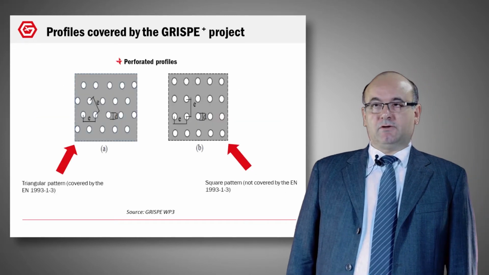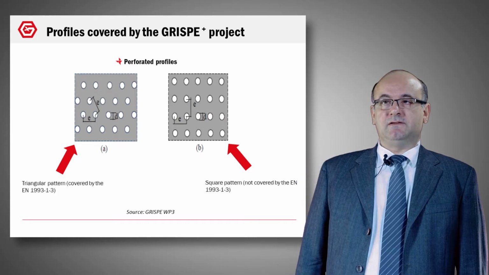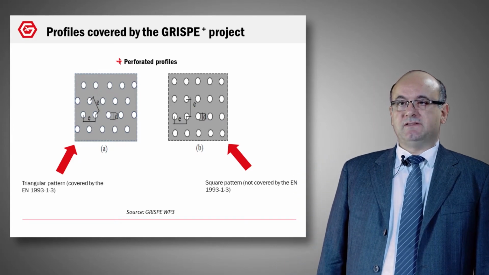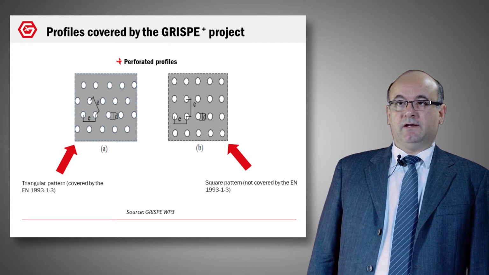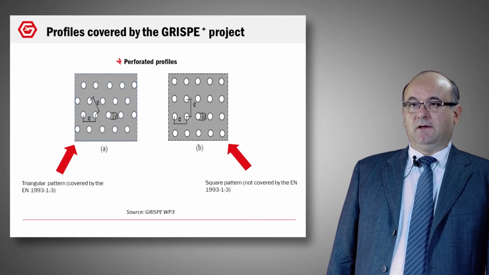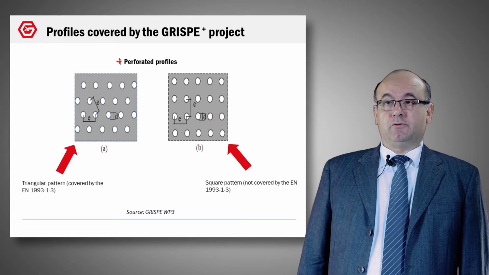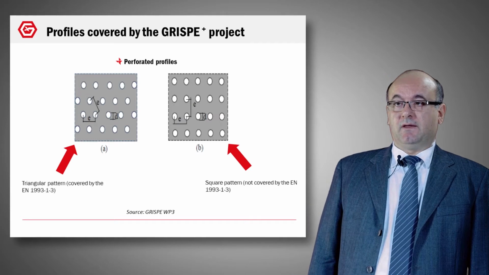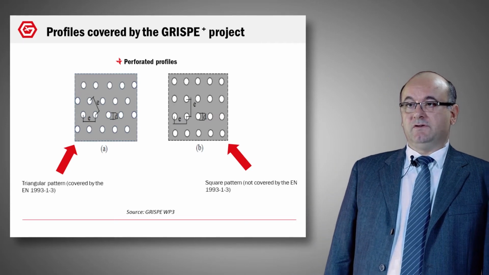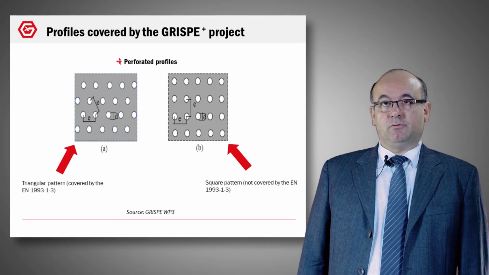Another topic concerns the acoustic. Due to acoustic, it is interesting to create perforation inside the cold-formed profile. This perforation can be of a triangular shape or a square shape. The problem is that the Eurocode today covers only the triangular shape and not the square shape. That is why this new distribution of the perforation was studied in the European project GRISP+.